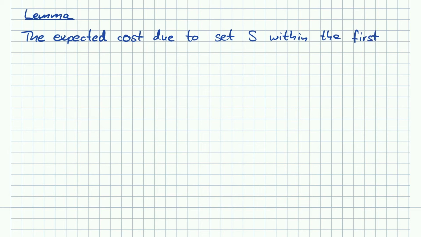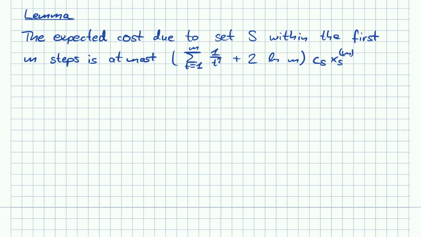We'll show that the expected cost due to set S within the first m steps is at most, and then we'll have the sum of all 1 over t squared, t going from 1 to m, plus 2 times ln m, times c_S times x_S at time m.